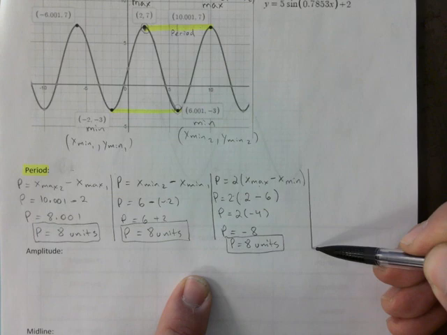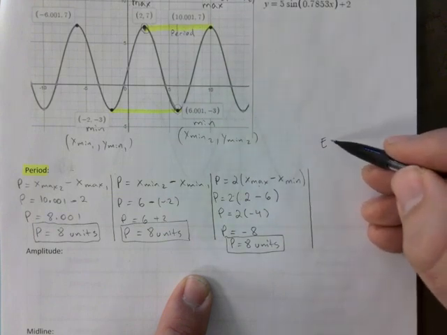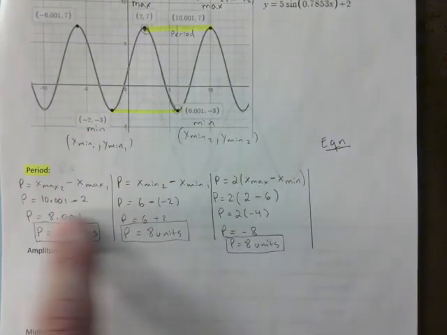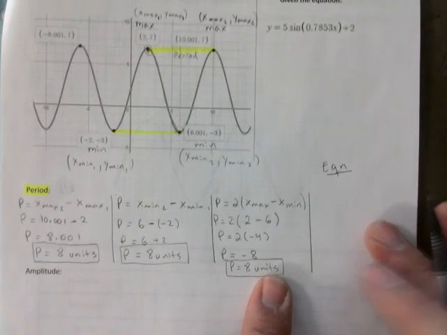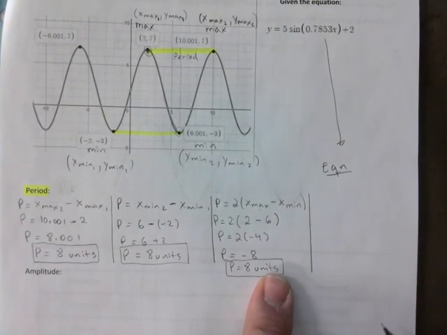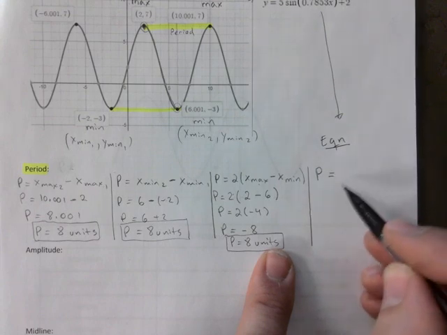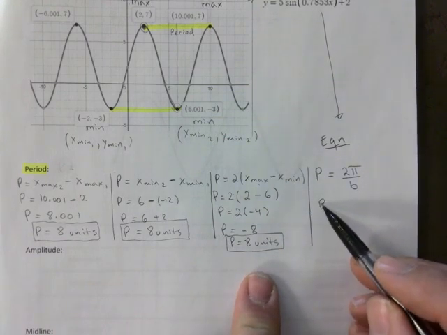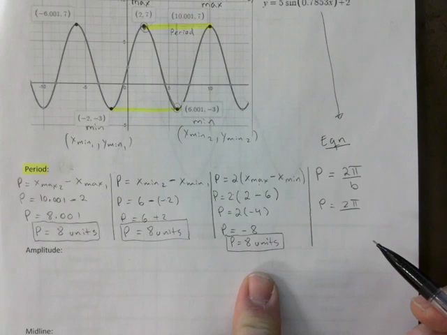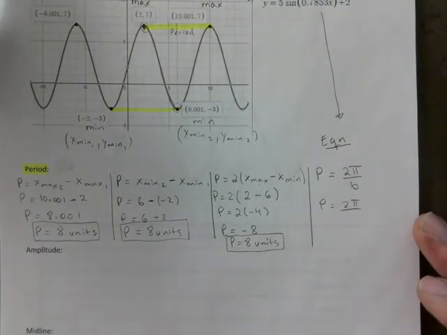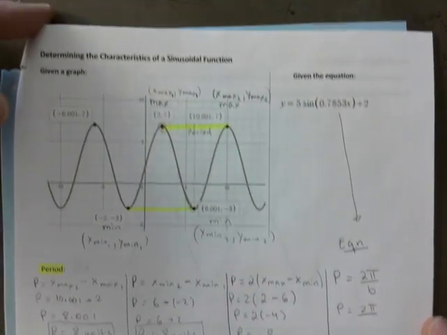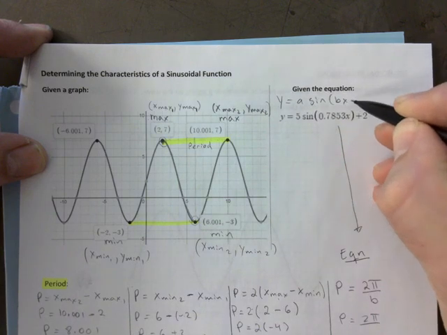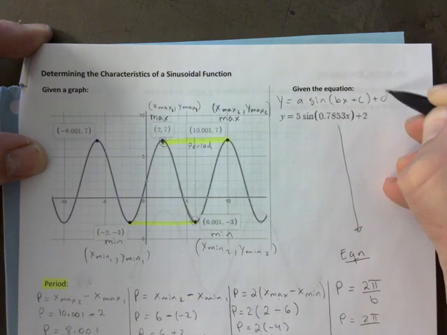Next, using the equation. If you don't have the graph, guys, you can't really use this. If I give you this equation straight, right? You would use this formula. Period is equal to 2 pi divided by b. What's b in the equation right now? Remember, this is what it looks like in general: sine of bx plus c, plus d.